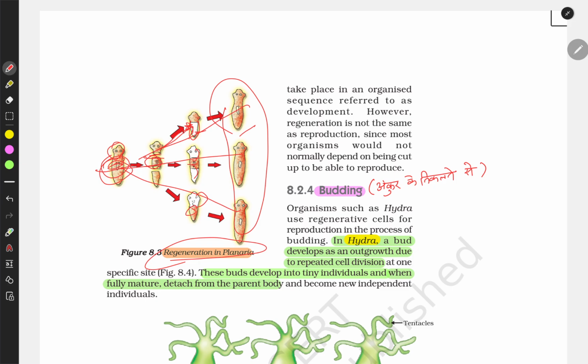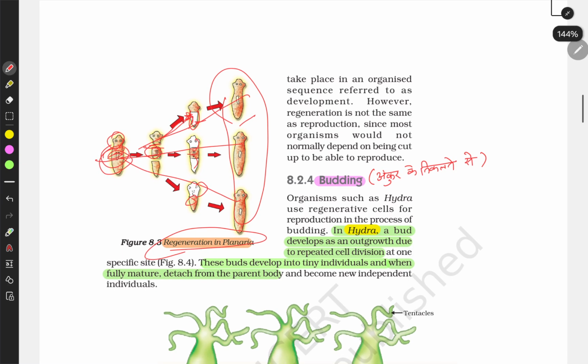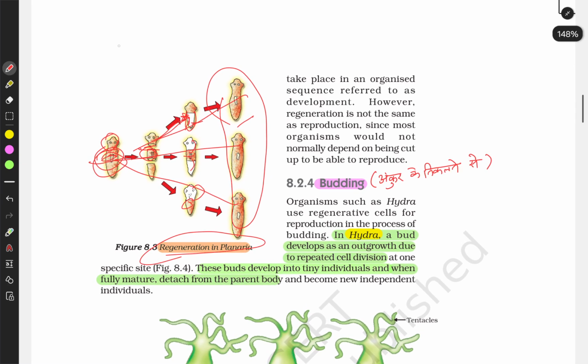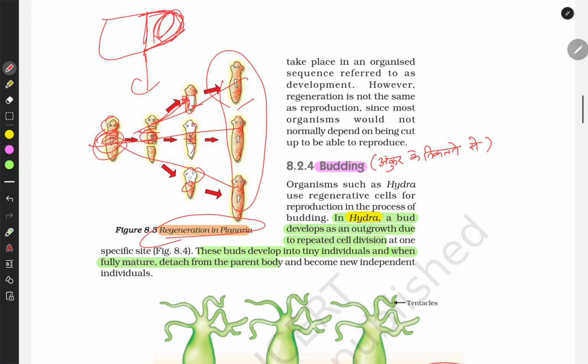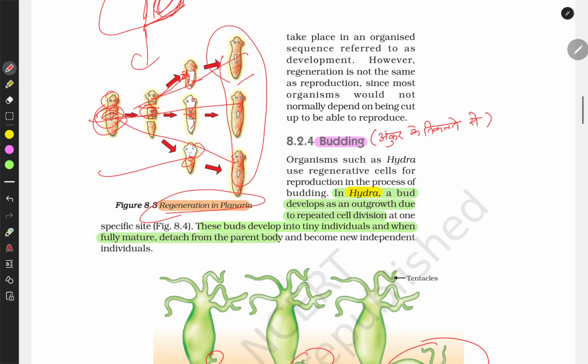You might have heard that in our human body, the liver has a property of regeneration. Suppose this is a liver, triangular shape, if it is cut down this way and removed, it can regenerate the cut-out part. So a similar thing happens in reproduction also. This is how this mode of reproduction works.